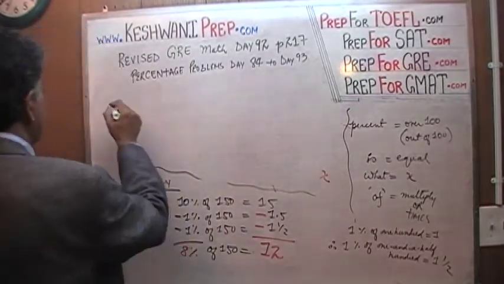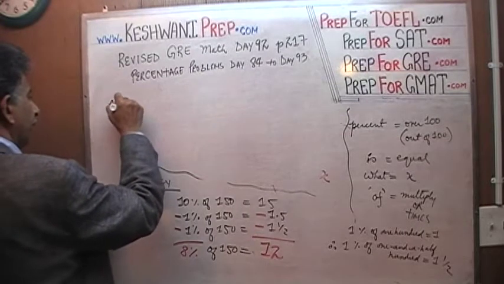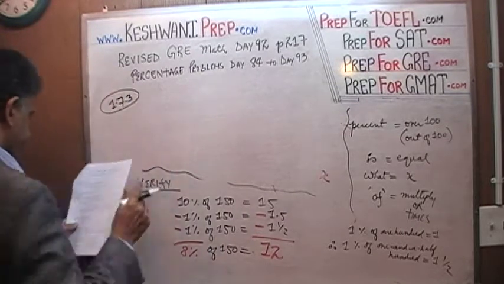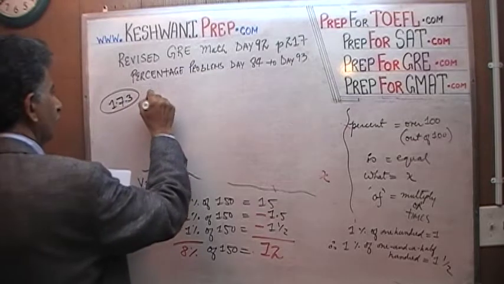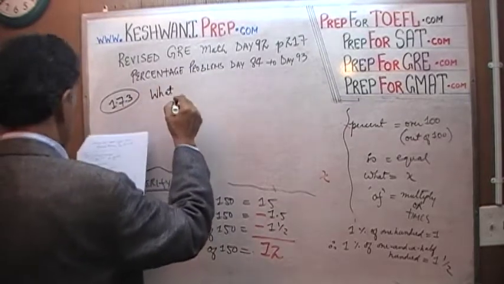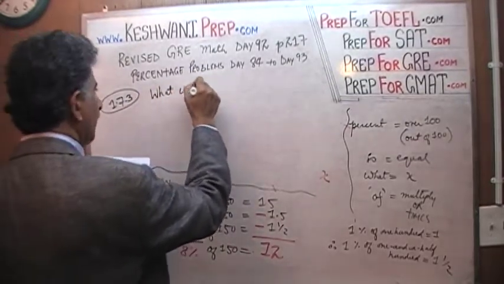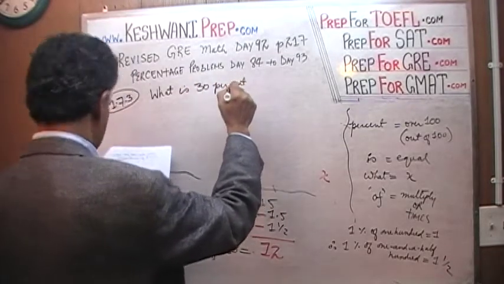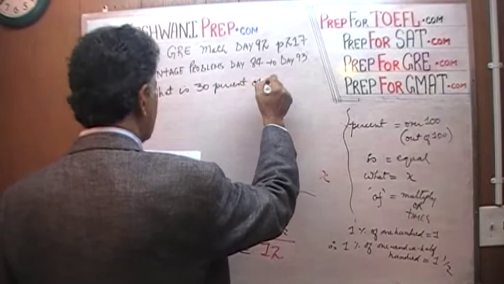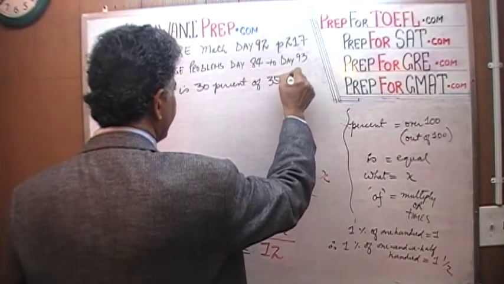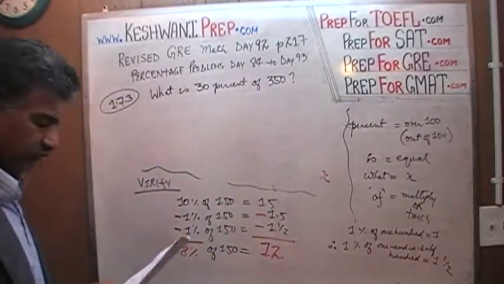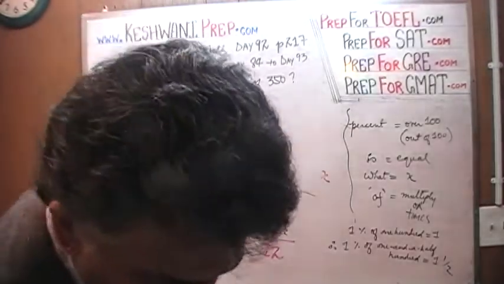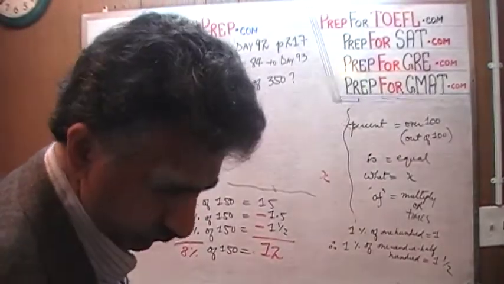1.7.3. What is 30% of 350? Well, that's very simple. This is too simple. There are a couple of ways we can do this thing. We're going to do it both ways.